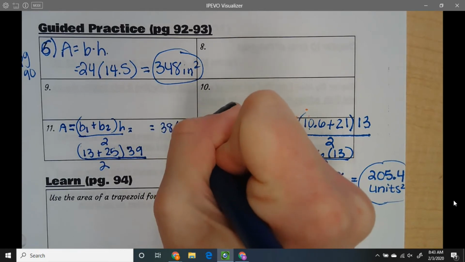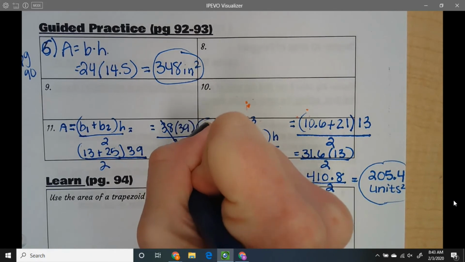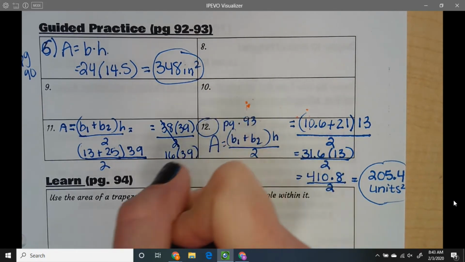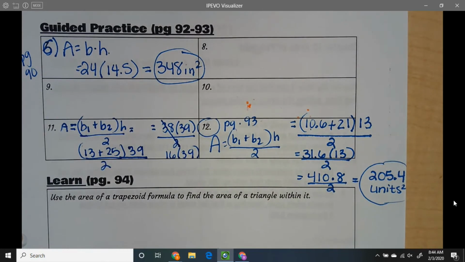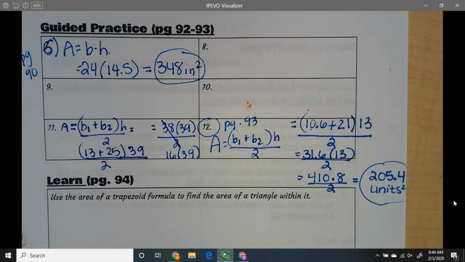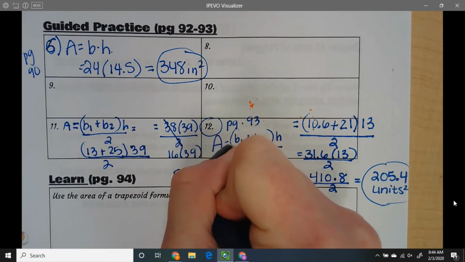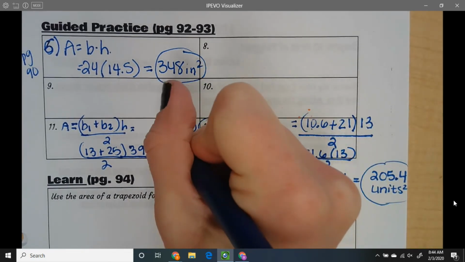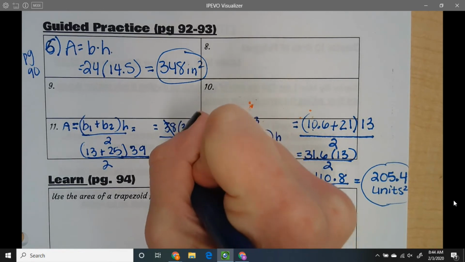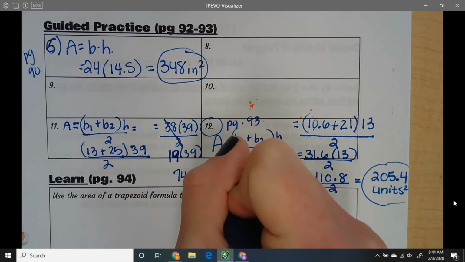So if you solved it correctly, you should have 38 times 39 divided by 2. You could have simplified here, 38 divided by 2 actually should have been 19 here. So 19 times 39 should have been 741 square feet.